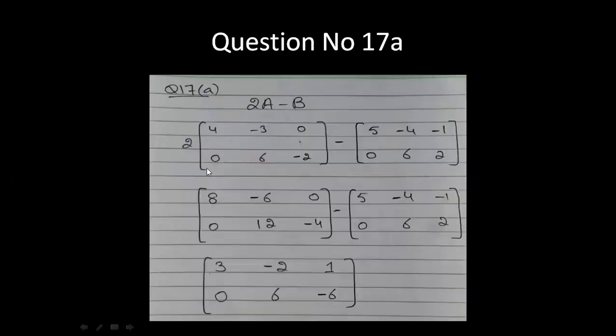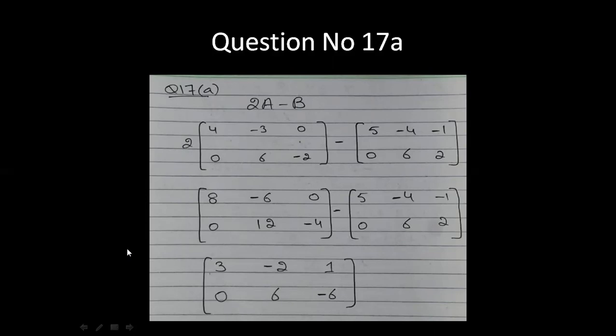So 2A minus B. Put the value of the A here, put the value of the B here, a negative here. This 2 will multiply with all the members of this A matrix. So you will have 8 minus 6, 0, 0, 12 minus 4. Then we will subtract. So 8 minus 5, it will be 3, minus 6 minus 4, it will be minus 6 plus 4, it will be minus 2, 0 minus 1, it will be plus 1, 0 minus 0, it will be 0, 12 minus 6, it will be 6, minus 4 minus 2, it will be minus 6.